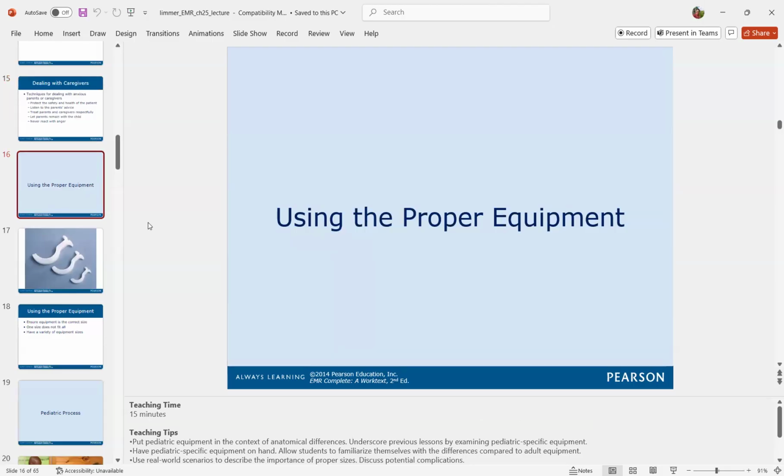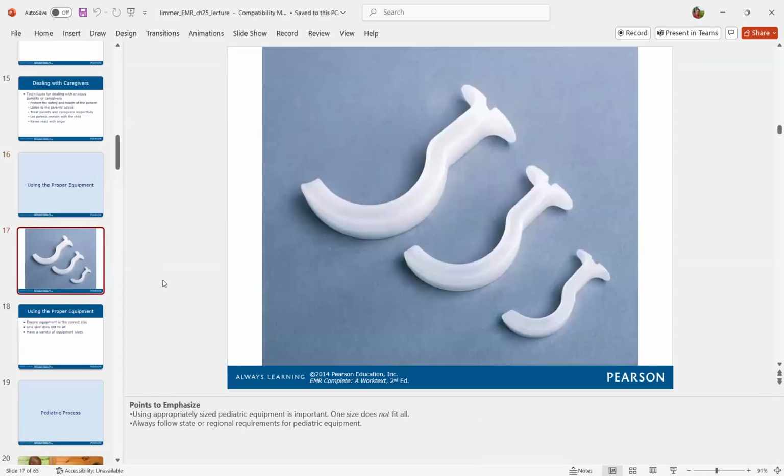Equipment-wise, a lot of it's the same. It's just smaller. So using the appropriate size pediatric equipment is important. One size doesn't fit all. This big oral airway is not going to fit in an infant, right? So we want to follow state or regional requirements for pediatric equipment.